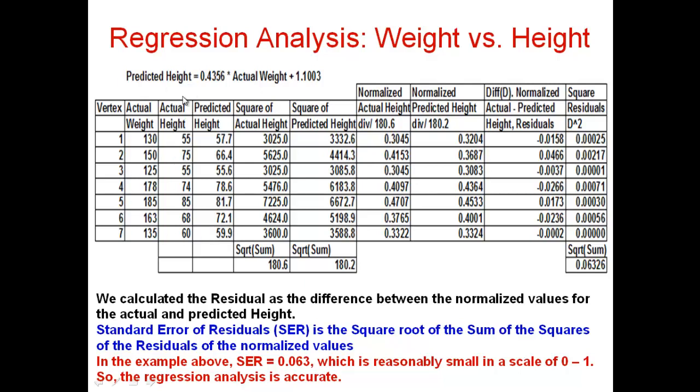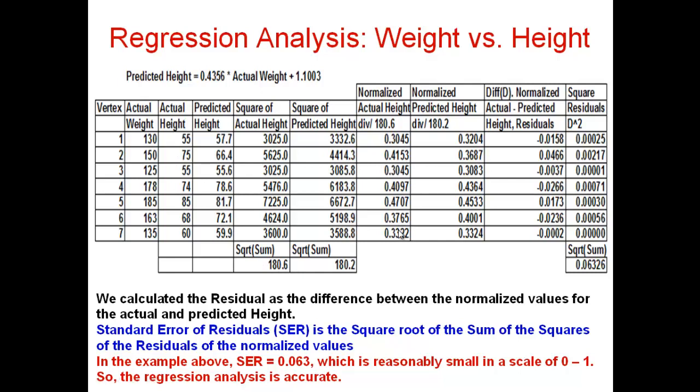For that we need to normalize the two things, actual height and predicted height. So we use the square root of the sum of the squares approach. Basically, we find the squares of the actual heights, which are these numbers, sum them up and take the square root of the sum of the squares. We get 180.6. Now divide each of the individual actual height values by 180.6. So 55 divided by 180.6 is 0.3045, 75 divided by 180.6 is 0.4153, and so on.